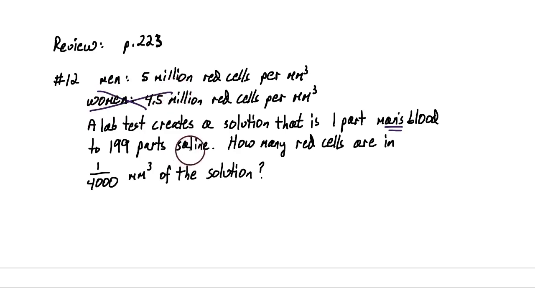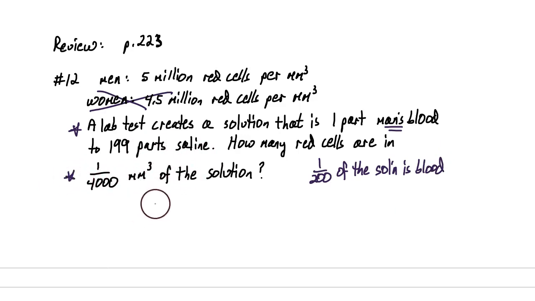We're told that a lab test creates a diluted solution that has 1 part blood to 199 parts saline. Saline is salty water. The question is, how many red blood cells would be in 1/4000th cubic millimeters of the solution? From this statement here, we know that 1/200th of the solution is blood. From this next statement, we know that we have 1/4000th of a cubic millimeter of solution.